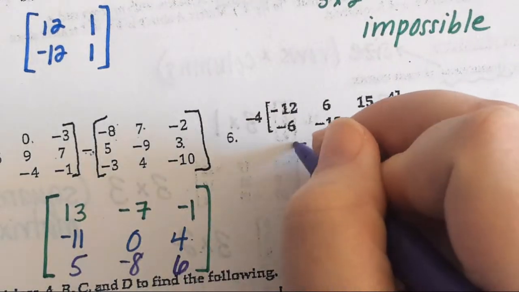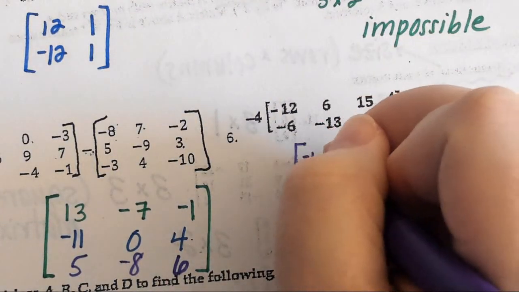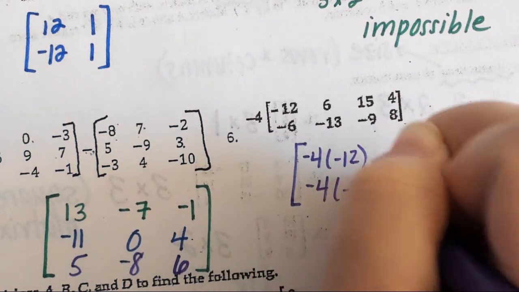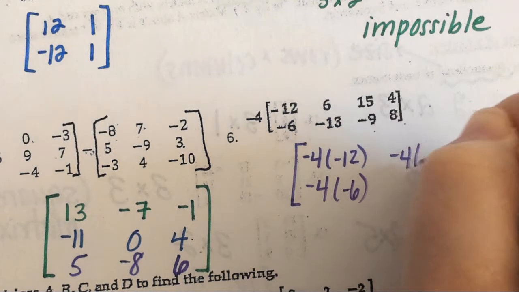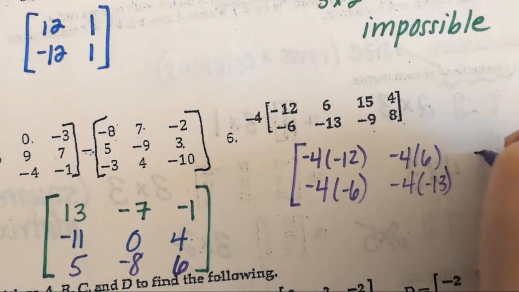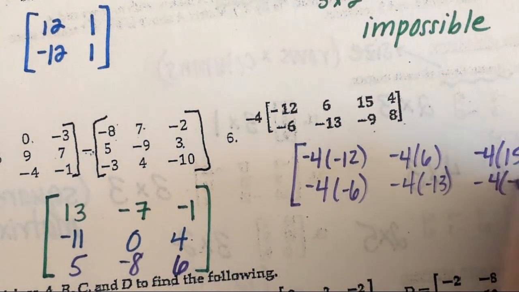So I'm going to do, and if you need to write it out, you can, -4 times -12. I'm going to do -4 times -6. -4 times 6. -4 times -13. -4 times 15. -4 times -9.